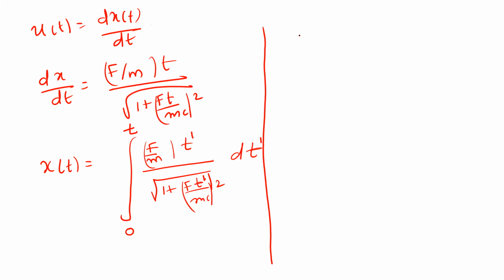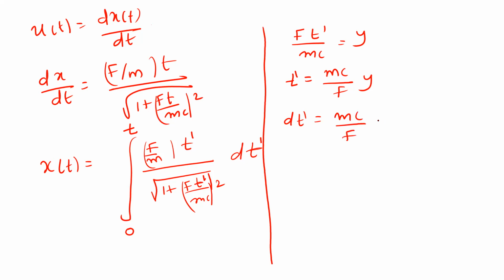It's easier to see if you put ft prime by mc, you put it as y. All right, ft prime by mc, put it as y. So wherever t prime comes, you will put it as mc by f multiplied by y. And wherever dt prime comes, you will write it as mc by f multiplied by dy.